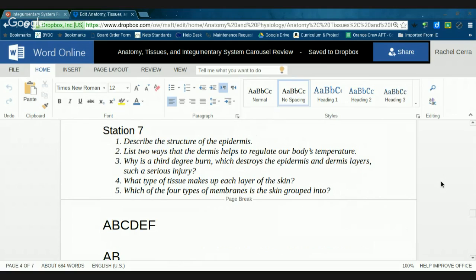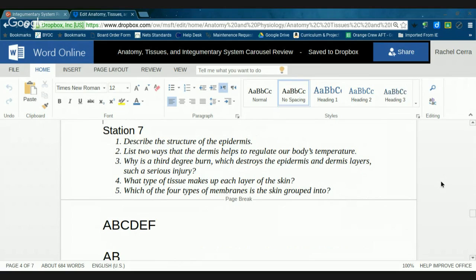Number four, what type of tissue makes up each layer of the skin? Your epidermis is made up of epithelial tissue. Your dermal tissue, your dermis, is going to be made up of connective tissue. You could argue there's some muscle tissue and nerve tissue in there with the nerves and the erector pili muscle. And then your subcutaneous layer is going to be made up of connective tissue.